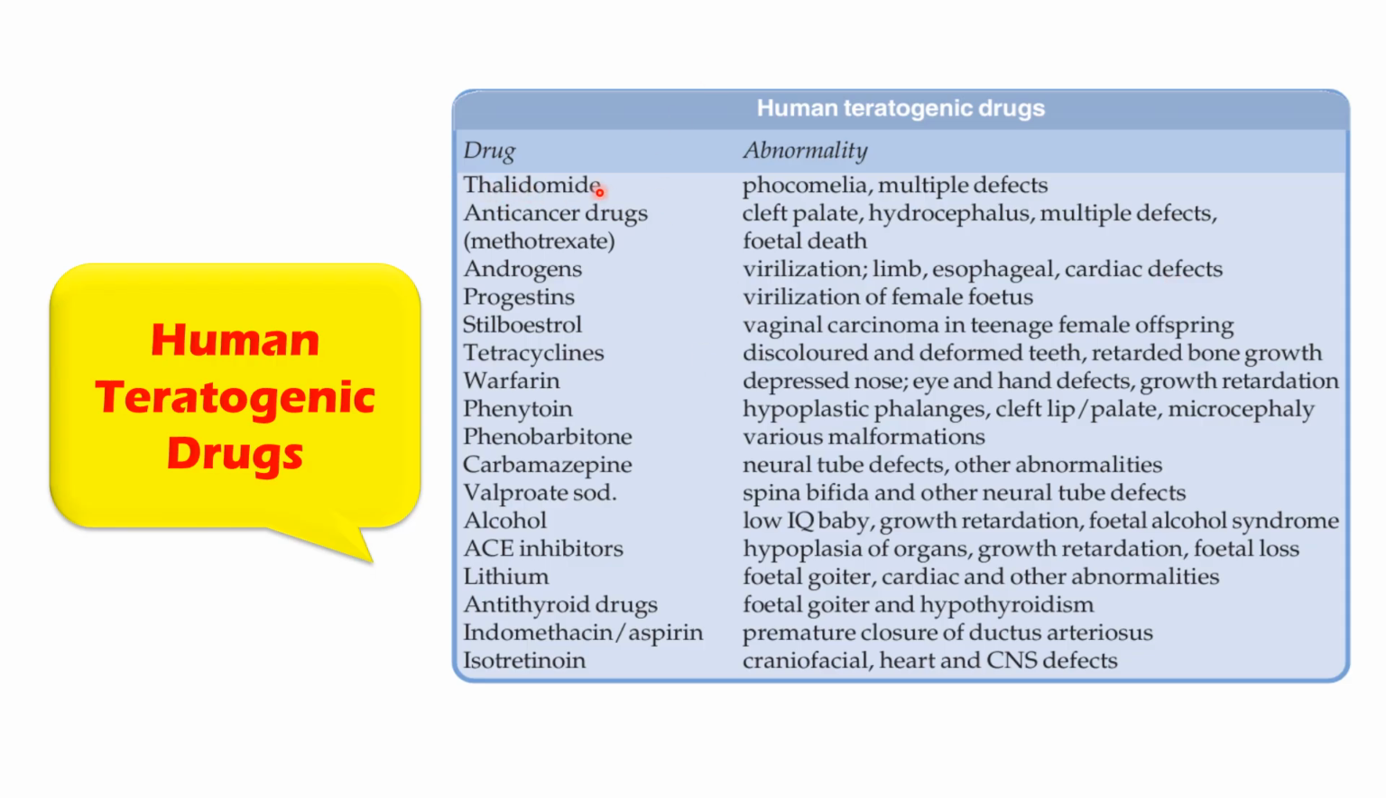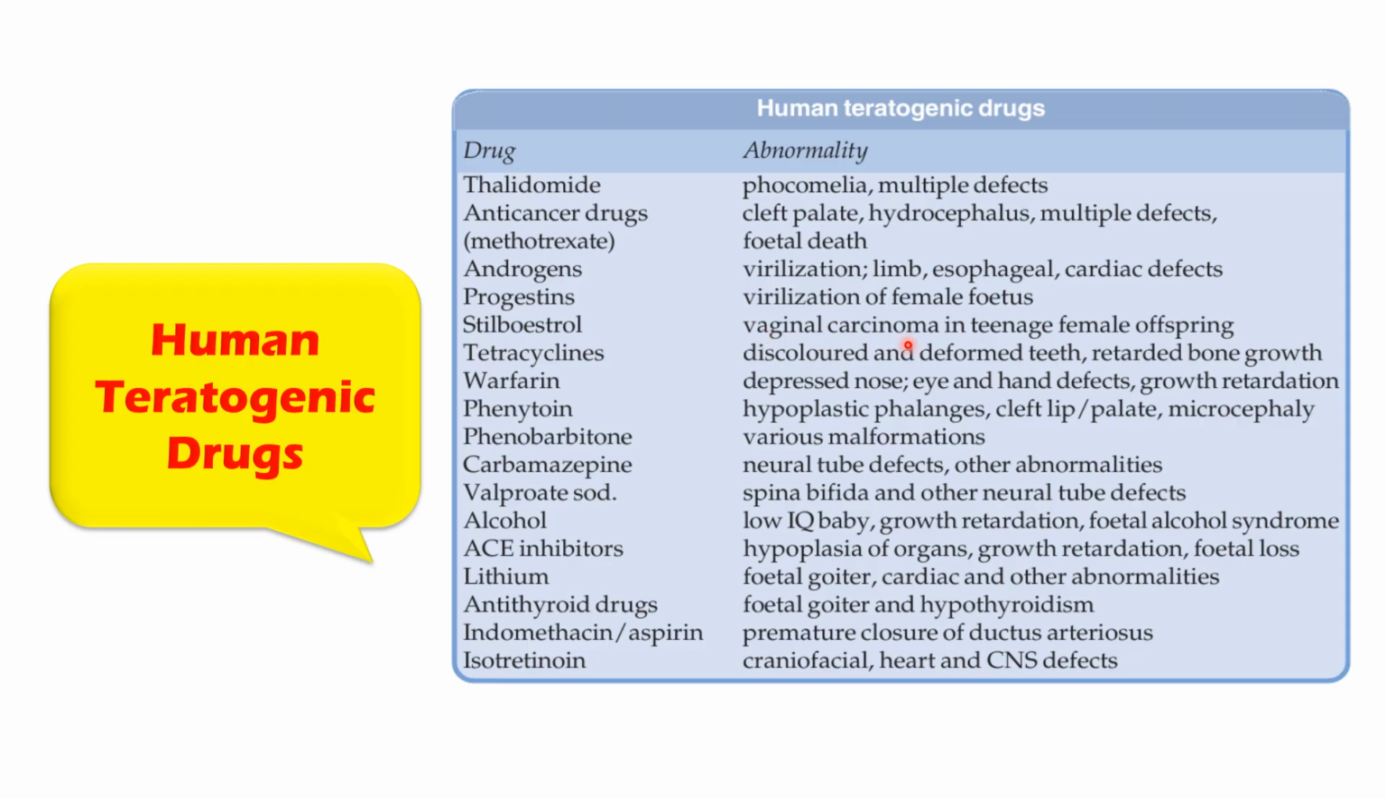So the first one is thalidomide. It can cause phocomelia and multiple defects. Then anti-cancer drugs such as methotrexate can cause cleft palate, hydrocephalus, multiple defects, and even fetal death. Androgens can cause virilization, then limb, esophageal, and cardiac defects. Progestin can lead to virilization of the female fetus.